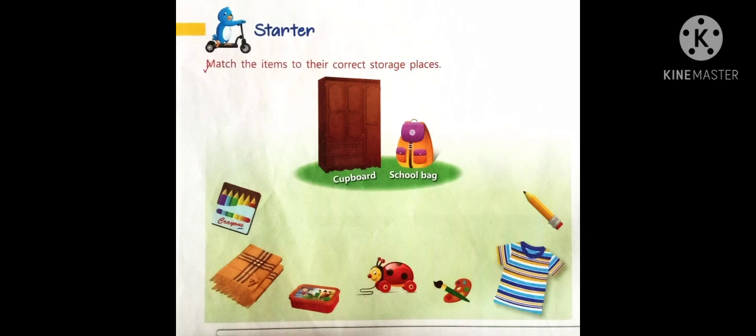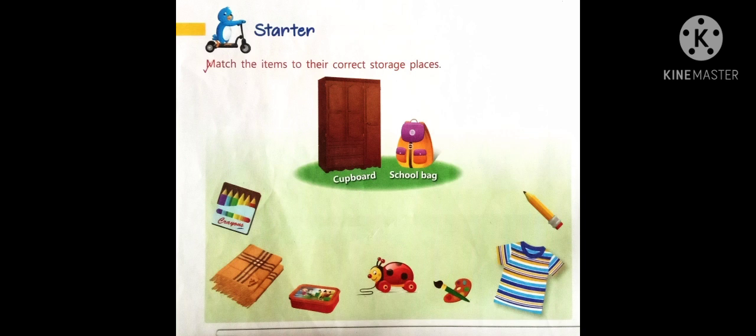Before that, here is a starter for you to do. So let's do it first. Match the items to their correct storage places. As you can see, there are two pictures, one of a cupboard and the other a school bag, and we have to match the different pictures given below according to the storage places of them.